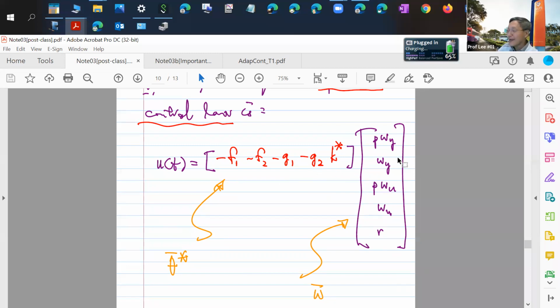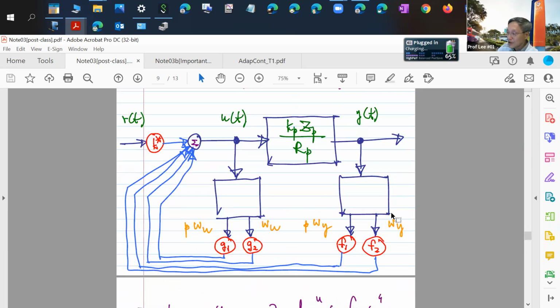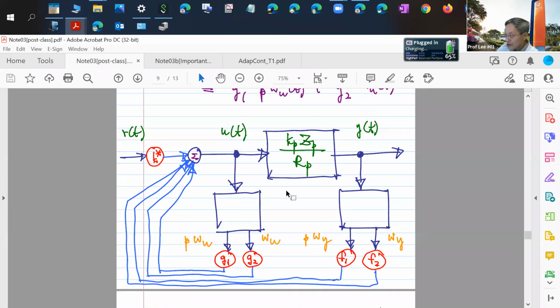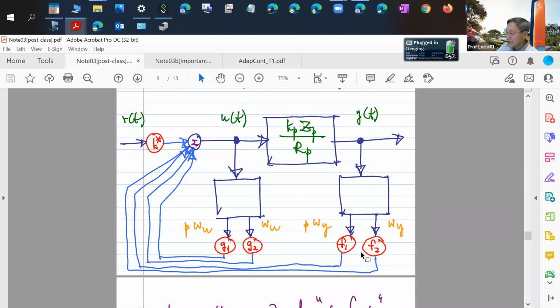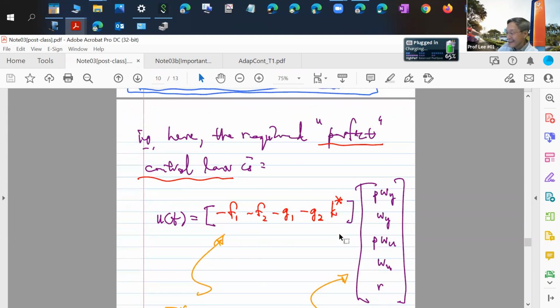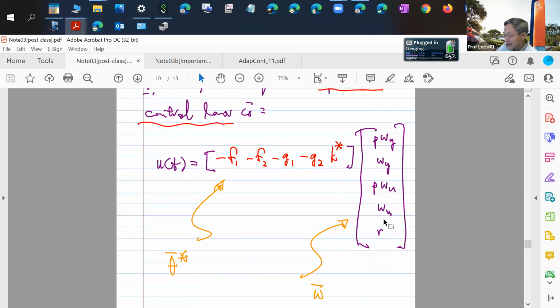Then again, as usual, we don't have these numbers. But we know this control law works, exactly as in this diagram, except we don't know these numbers. So we will put time varying gains, and we will have to specify how we adapt these time varying gains. Basically, this is the structure.